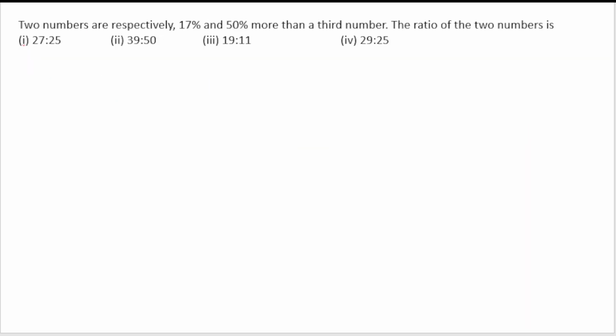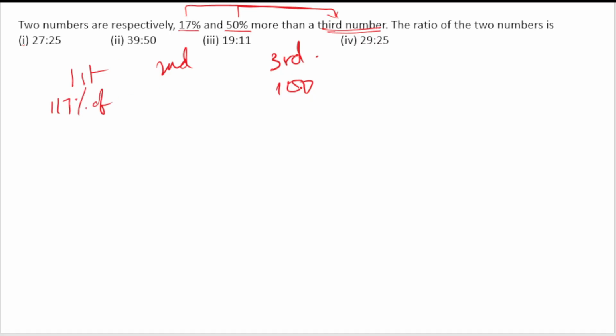Next one. Two numbers are respectively 17% and 50% more than the third number. So here we will take first number, second number and third number. We will assume the third number as 100 because the first number and second number are both dependent on third number. We will assume third number as 100 and the first number is 17% more than third number. So it is 100 plus 17, 117% of 100. It is 117. And the second number is 100 plus 50.